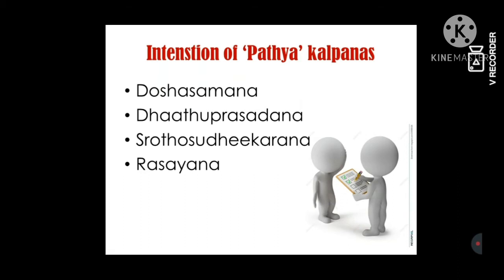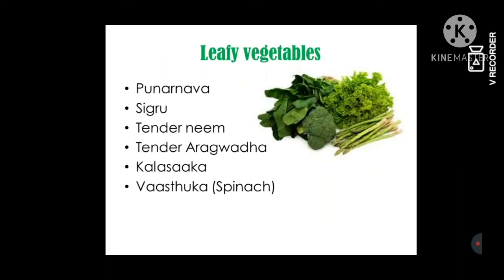You see, especially these leafy vegetables can do, they are Tikta Shagas. Tikta Shagas can pacify Pitta and Rakta. Rakta Vruddhi and Pitta Vruddhi can be pacified with the help of Tikta Shagas, especially Punarnava, Shigru, Tender Neem, Tender Araguda, Kalasaga, Vastuga, Chira. These items can pacify Pitta, Rakta Vruddhi.